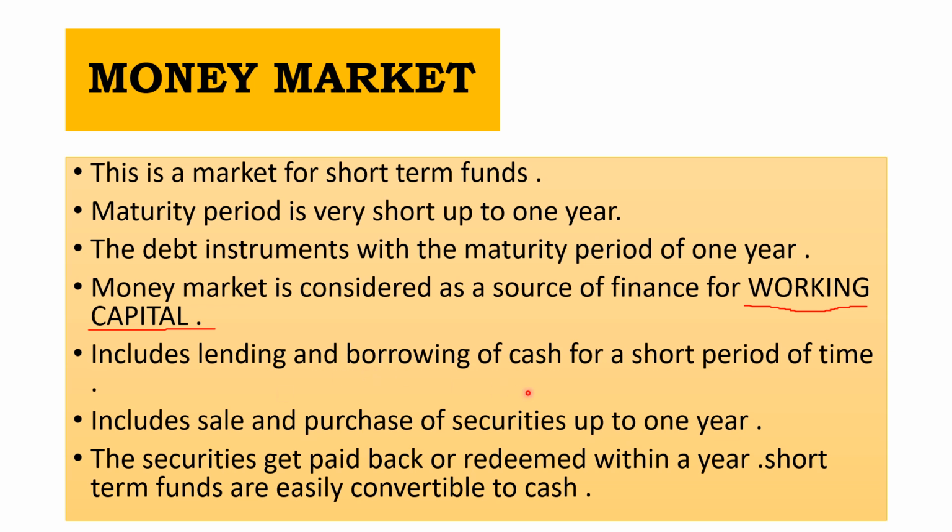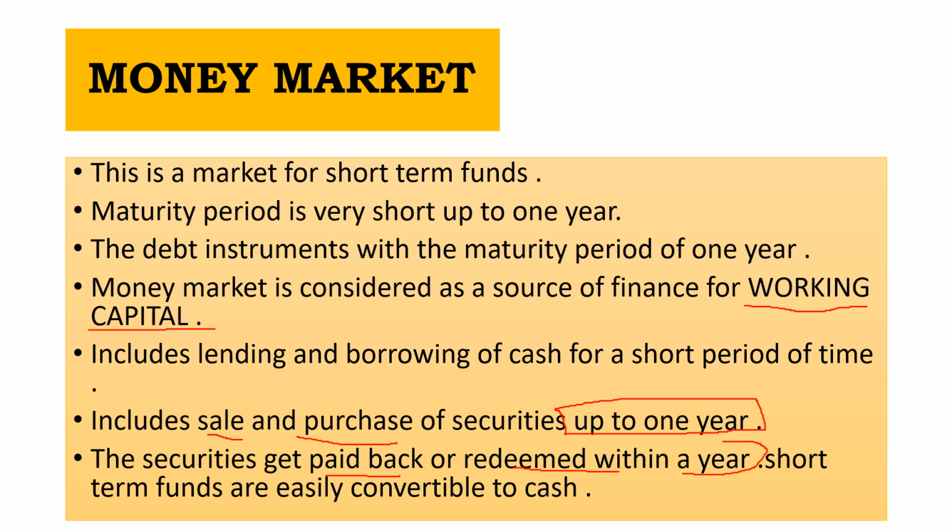It includes the lending and borrowing of cash for a short period of time. Obviously, working capital requirements are comparatively lesser than the fixed capital requirements. So, again, short period of time borrowing and lending of cash. Money market includes sale and purchase of securities up to 1 year. This will stand with all the instruments of money market, that each and every security you are buying or selling, this can happen in money market, but the ultimate is 1 year. The securities get paid back or redeemed, one and the same thing, within a year.